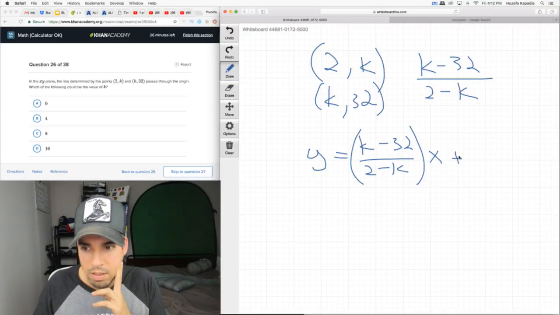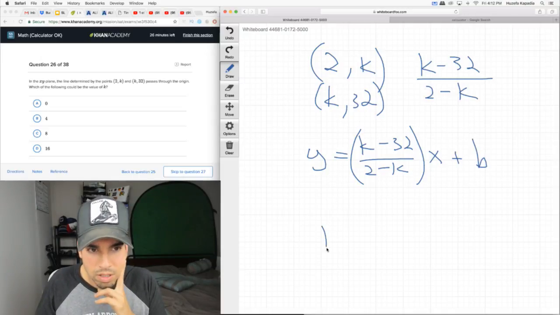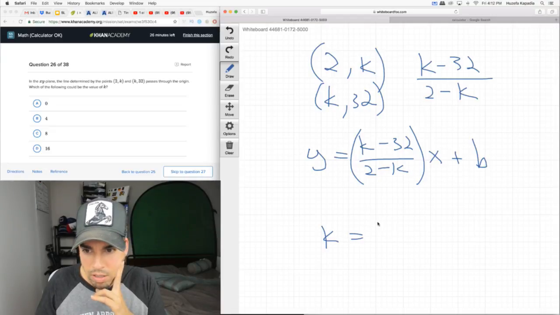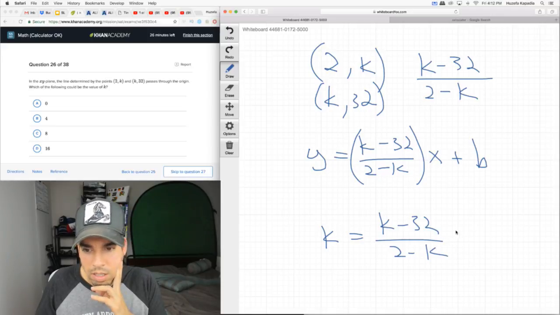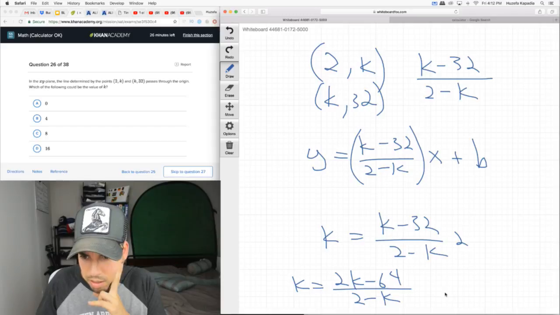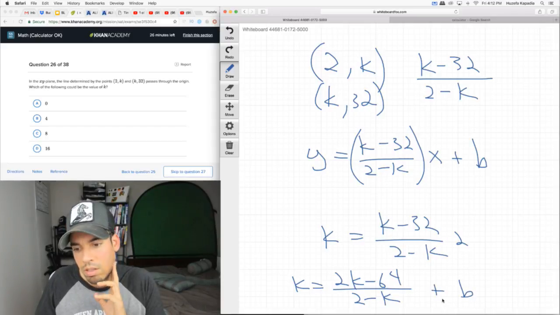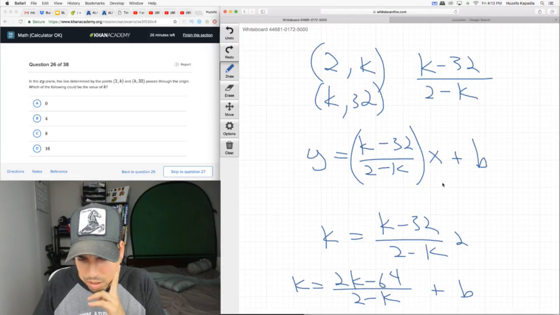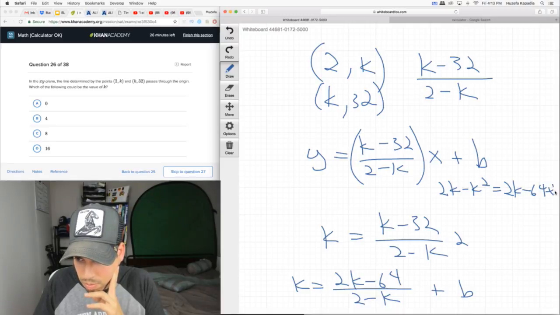Plus b. And then let's plug in one of these values: k for y and 2 for x. K minus 32 over 2 minus k, and then x is times 2. So then k equals (2k minus 64) over (2 minus k), plus b. And then we multiply both sides by 2 minus k. It's then 2k minus k squared equals 2k minus 64 plus b.